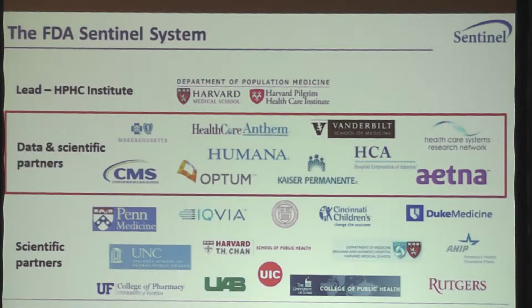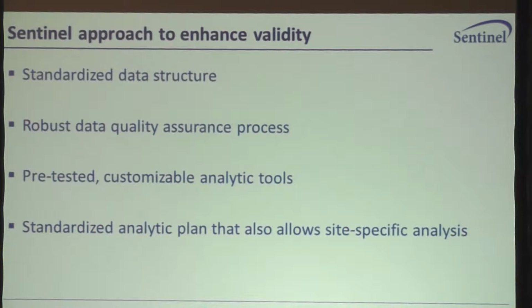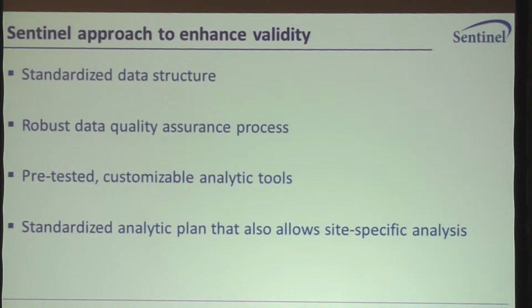I'm going to focus on how we design the system to minimize exogenous variability, so that whenever we see something that is different across sites, we will be able to more confidently attribute that to actual treatment effect heterogeneity by data source. I'm going to focus on four major things: a standardized data structure, a robust data quality assurance process, the use of pre-tested analytic tools that can be queried against the common data structure, and the use of a standardized analytic plan that also has the flexibility to allow site-specific analysis.